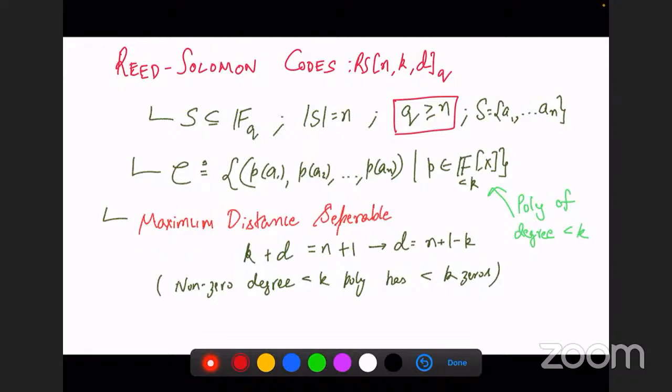Another thing which is well known is that these codes are maximum distance separable codes. That is, the distance is n plus 1 minus k. And this is the best one can hope for, because this meets the Singleton bound. The reason for this is very simple: if you take a non-zero polynomial of degree less than k, then it can have at most k minus 1 zeros. So you immediately get that any non-zero codeword in script-C has large weight, and hence the distance of the code is also large.